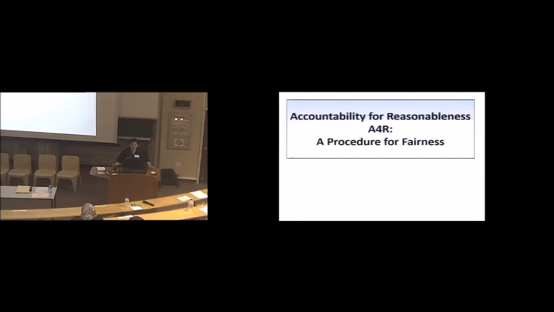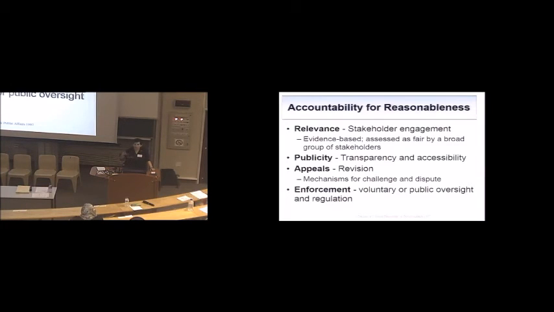I just want to share this framework with you of Daniels and Sabin that they called accountability for reasonableness. It's not the only framework out there, but it's one of the ones that the Western Cape government looked at. It's one of the ones that Solly Bennett has written a lot about. They've called it A4R, which is accountability for reasonableness. It has undergone various iterations, but essentially it has four components. One component is that it must be relevant. So there must be stakeholder engagement, which must be evidence-based and assessed as fair by a group of stakeholders. So it must include patients, healthcare workers, etc.